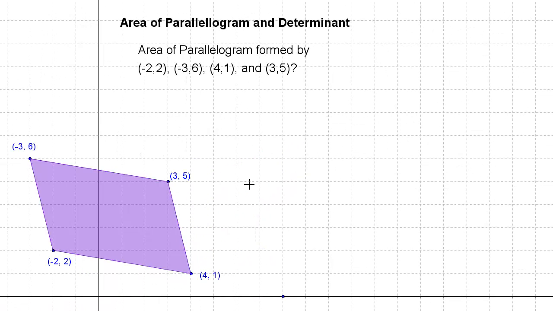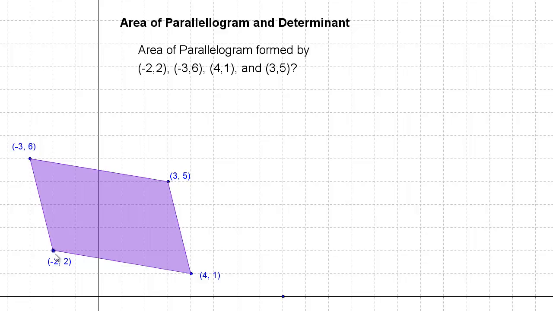So let's try it on a parallelogram that involves some negative coordinates and is not fixed at the origin. So let's take a look at this parallelogram formed by negative 2, 2, negative 3, 6, 4, 1, and 3, 5. How do we find its area? Well, what we're going to have to do is actually translate, by shifting vertically and horizontally in this case, this parallelogram so one of the points is at the origin. The point I'm going to choose is the one that's closest to the origin, negative 2, 2, although it could work with any of the points.